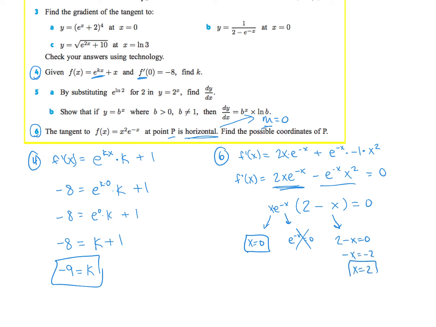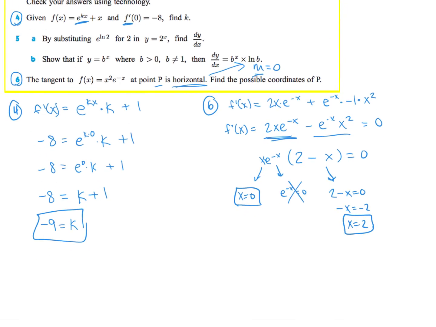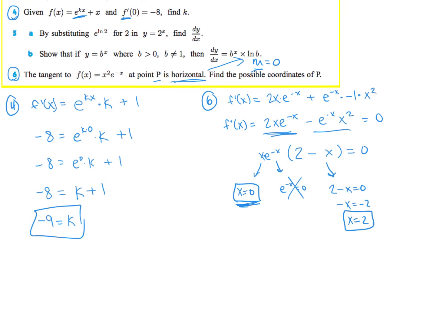So we have x equals 0, e to the negative x can never equal 0, and then we have x equals 2, okay? So what did this question say? The tangent is horizontal. Find the possible coordinates of P. So P can be when x is 0 or x is 2. So to find the y value, I need to plug in 0 to each. So this is going to be 0. So one horizontal tangent is at the point 0, 0.